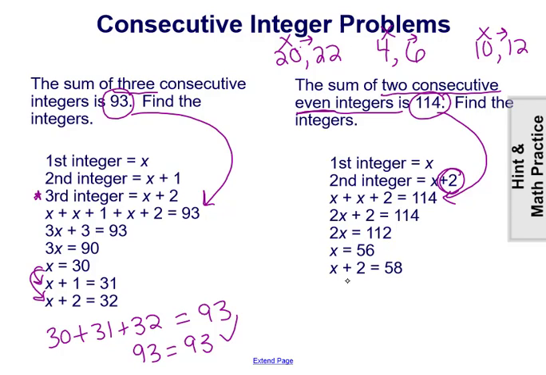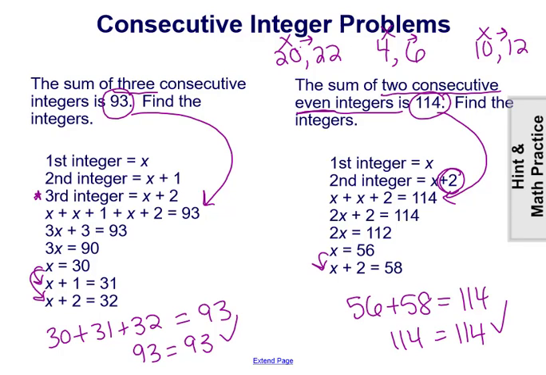The second integer, if we add 2 to that, is 56 plus 2, which gives us 58. So 56 plus 58 equals 114, which it does, so it checks out. So those are our two consecutive even integers. So with these problems, it's really important to read what type they want and then actually define your variables. Set up your unknowns so you can keep track of them when you set up your equation and solve.